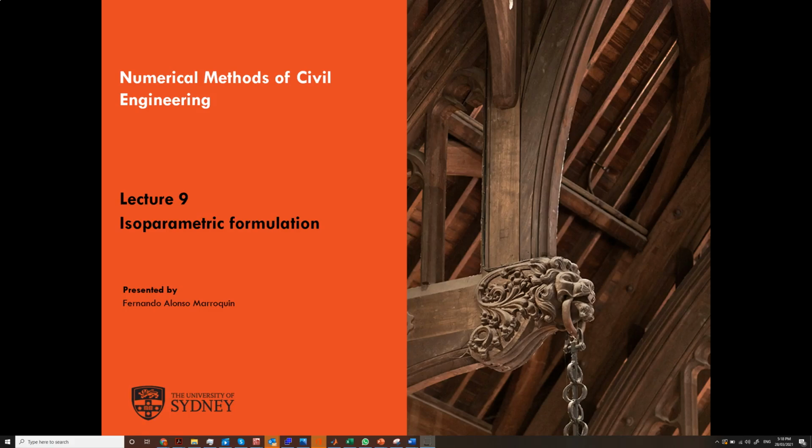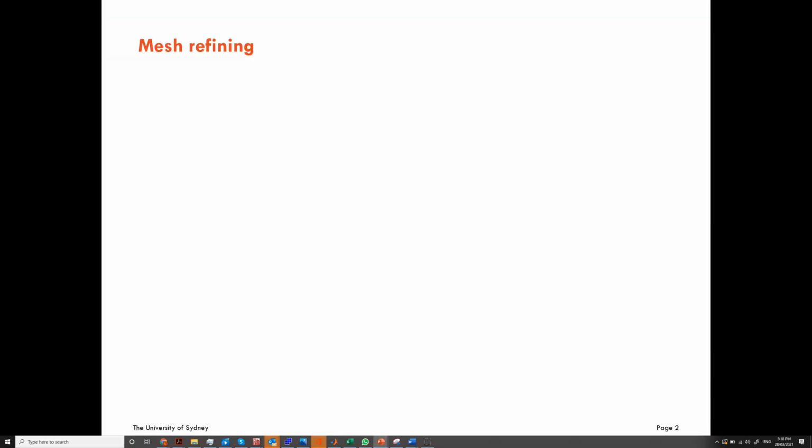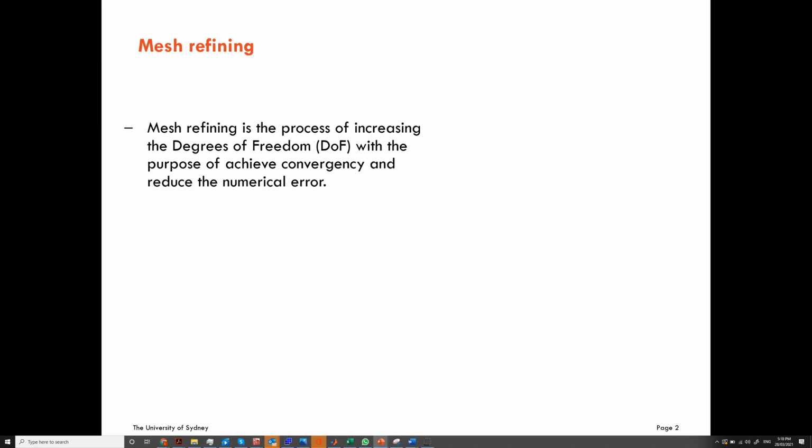This lecture is about the isoparametric formulation. What is mesh refining? Mesh refining is the process of increasing the degrees of freedom of the mesh with the purpose to achieve convergence and reduce the numerical error.